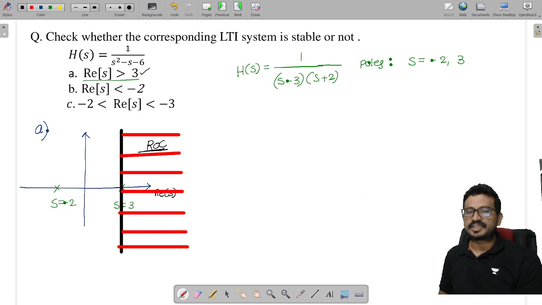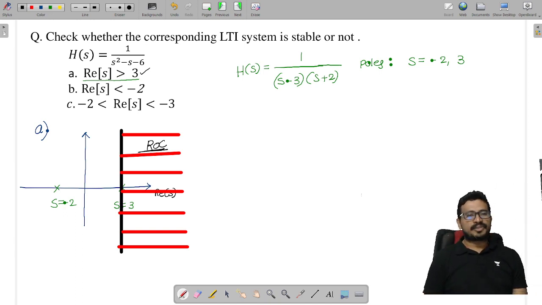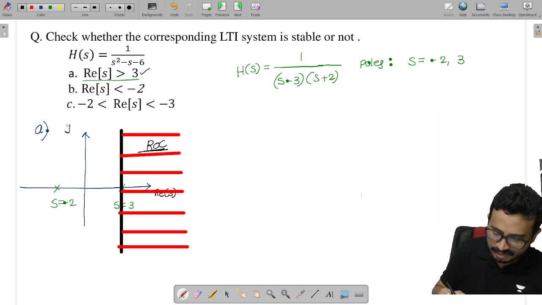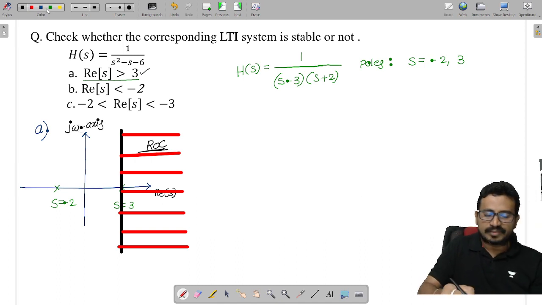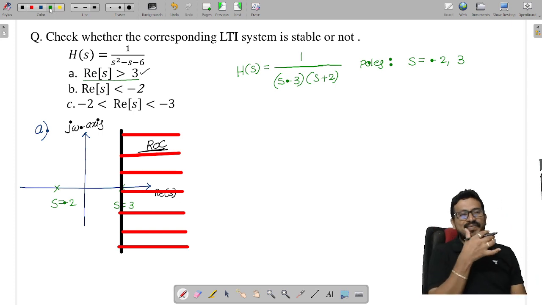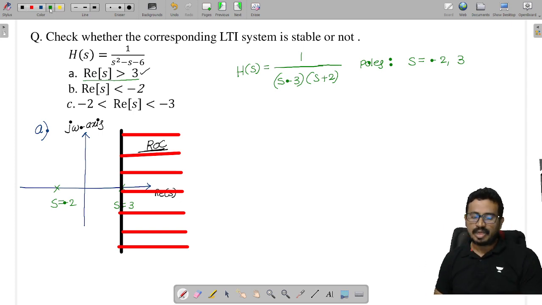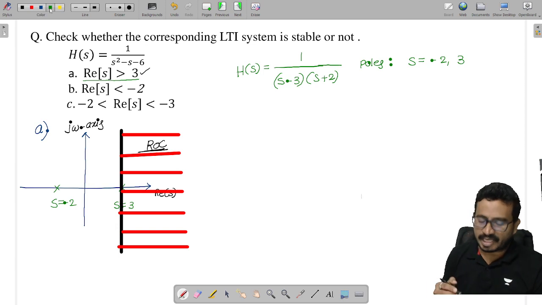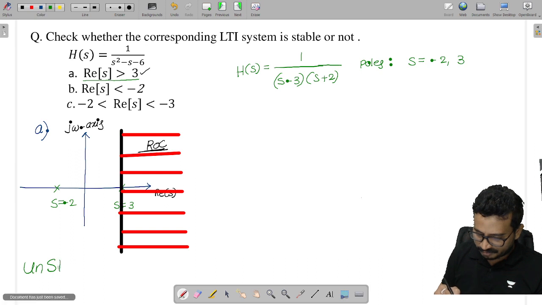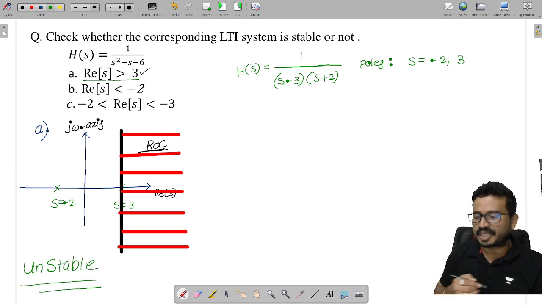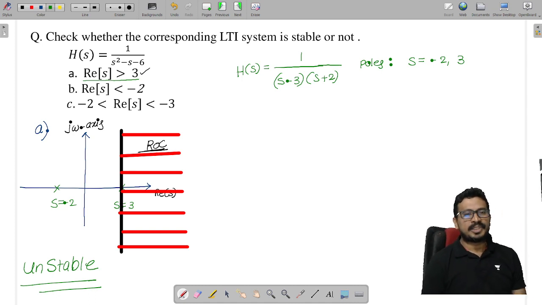Now you see, what is the condition for stability here? The ROC must include the j omega axis. And here this is the j omega axis, isn't it? Does the ROC include the j omega axis? No. The ROC does not include the j omega axis. So what I can say, the nature of the system is unstable. Since the ROC does not include the j omega axis, the system is unstable.